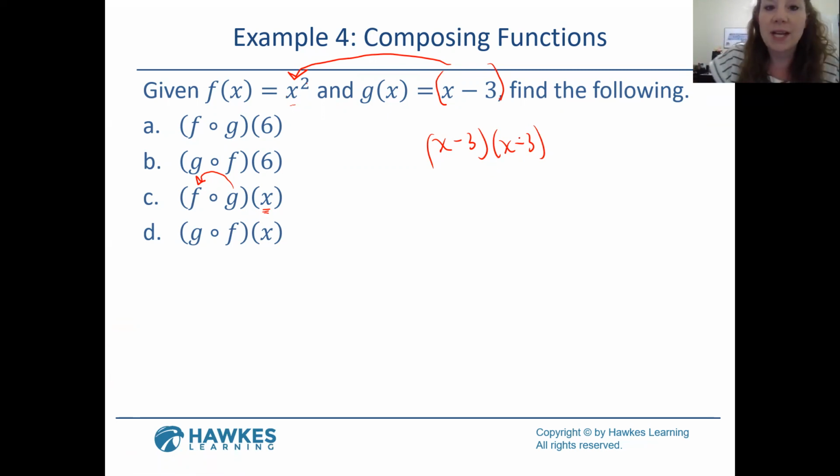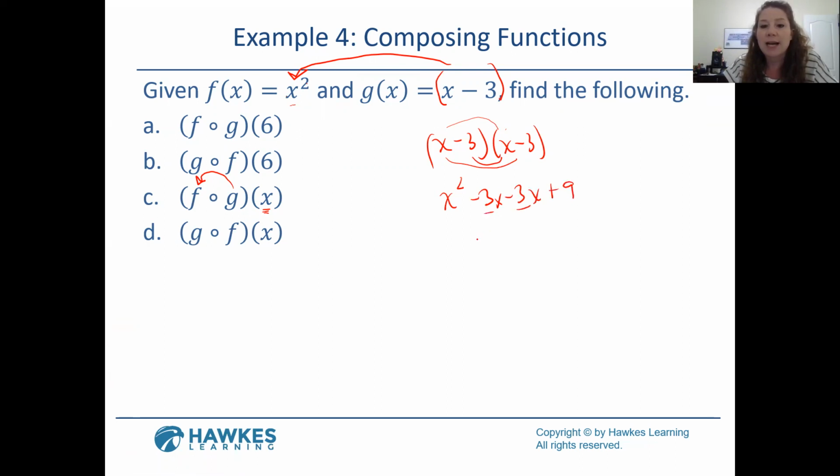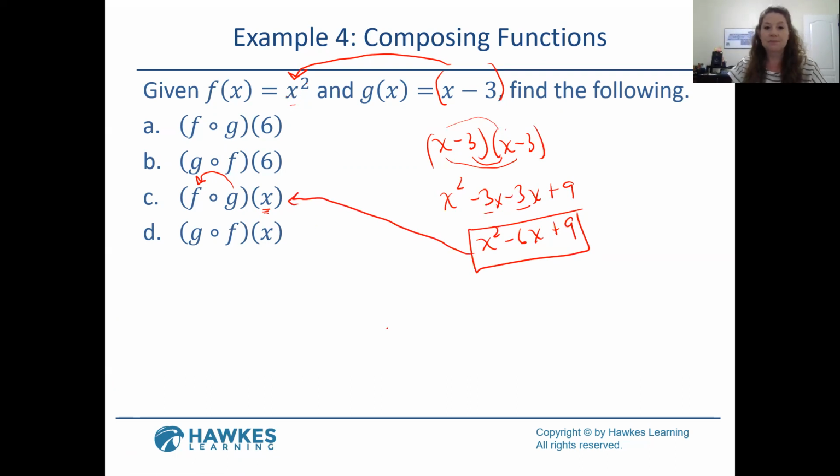Now we can FOIL this, right? We multiply the first two and we get X squared. The outside terms give us negative 3X. The inside terms are negative 3X, and negative 3 times negative 3 is positive 9. So when we combine like terms, we get this. This is the answer for letter C.